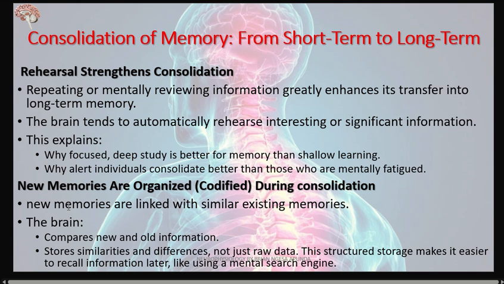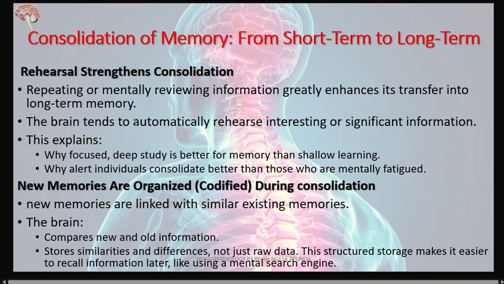Let's just finish with the memory before we take in questions. So this is the consolidation of memory. How do you consolidate memory? That is, how do you transition memory from short, to intermediate, to long term? How is that possible? This can be at the psychological or physical level through rehearsing. Rehearsal strengthens consolidation. Repeating or mentally reviewing information greatly enhances its transfer into long-term memory.